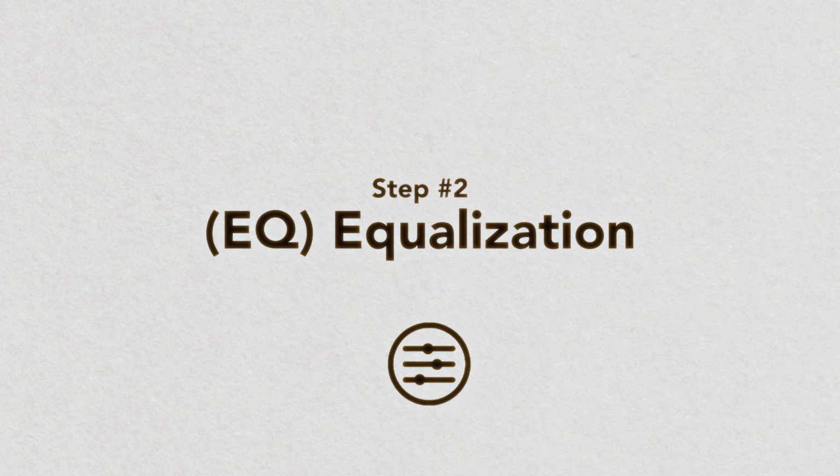So the second step of this process is EQ, or equalization. If you don't really know what that means, you actually probably do. You just don't realize it. If you've ever adjusted the settings on maybe your Spotify or Apple Music to sort of adjust bass or mids or treble, that's EQ. In a nutshell, we're doing that, but on our microphones, on our audio.